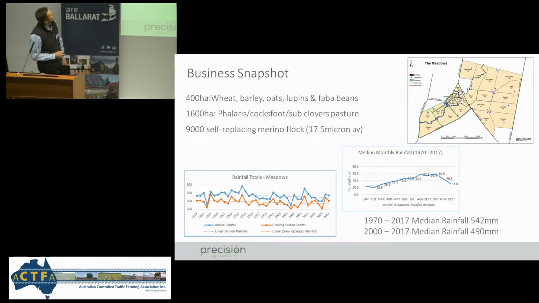So this is us. Sorry, I'll have to look up. So we farm 5,000 acres, about half an hour south of here, predominantly livestock, so we're merinos, and we crop 400 hectares. Rainfall around about 500 mil annual rainfall, thereabouts, so that seems to be declining.